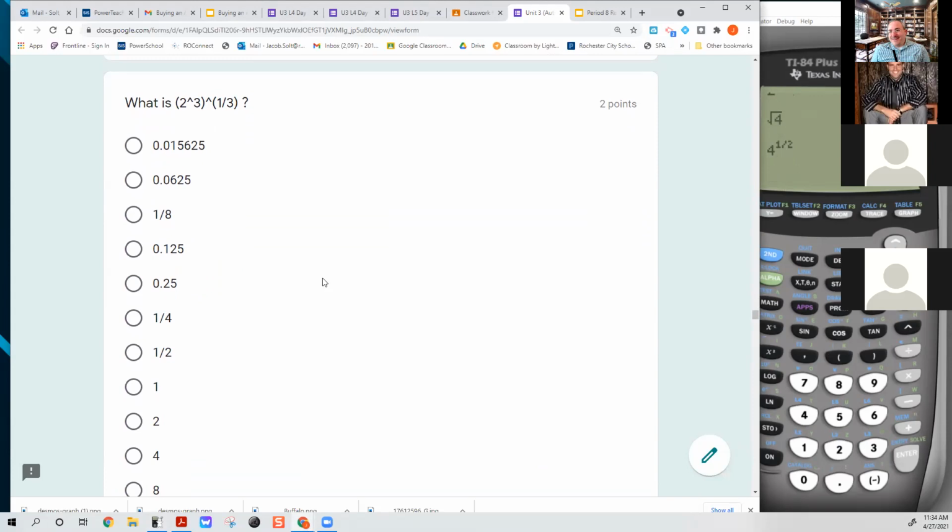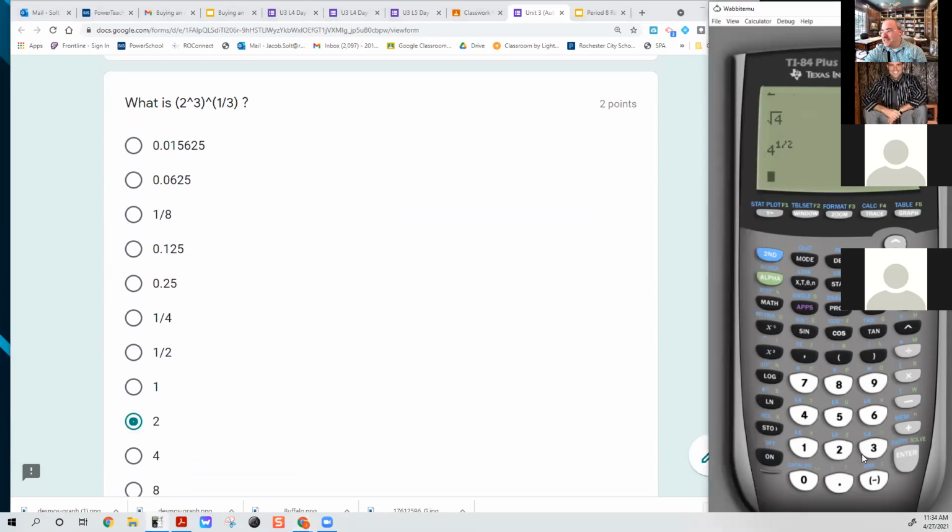You know it, right? It's 2. Let's think about what's happening there. I'm not trying to be tricky here, but 2 raised to the 3rd power is 8. And then what is 8 raised to the 1/3 power? It's going to be 2 again, right?